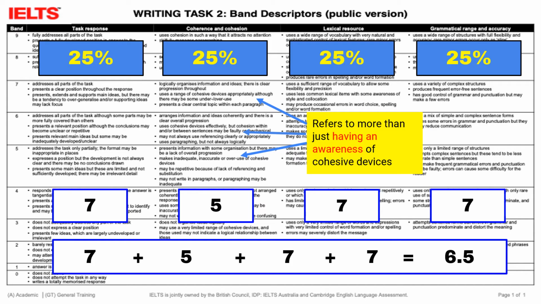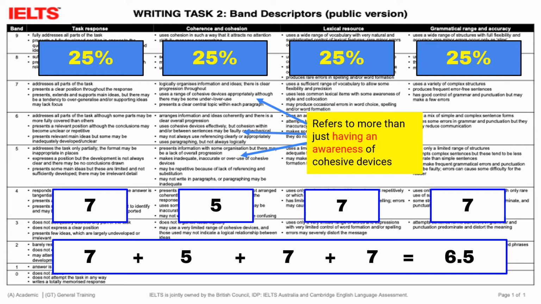In this slide, we can see the public version of the band descriptors. The writing examiner has more detail than this, which they refer to when marking your task 2. But the public version is very instructive for us. These are available on the official IELTS website, IELTS.org. So I recommend that every test taker go there and print a copy and make sure that you understand how your writing will be scored.